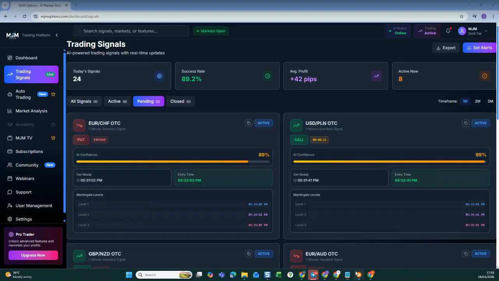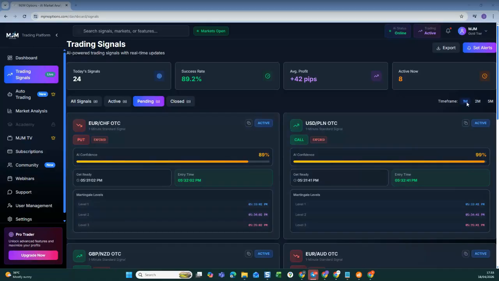How many seconds there? 30 seconds. Now here you are considering two things to be able to take a signal here. But before you consider those two things, you need to also know the time frame that you are trading. So you have 1 minute here.